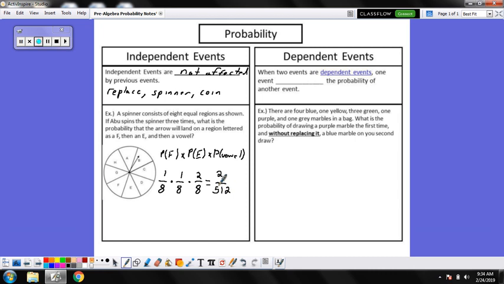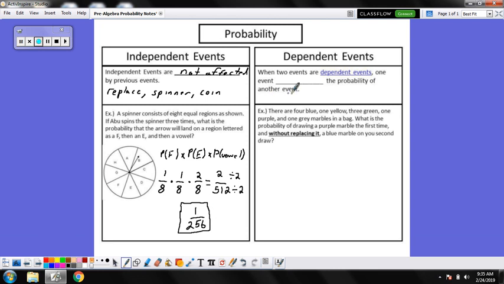But then we need to simplify. In order to simplify, we need to divide both of these by a common factor. We can divide 2 by 2, and we can divide 512 by 2. So 2 divided by 2 gives us 1, and 512 divided by 2 gives us 256. So our probability of spinning an F, then an E, and then a vowel is 1 out of 256. That would be the probability of that occurring.